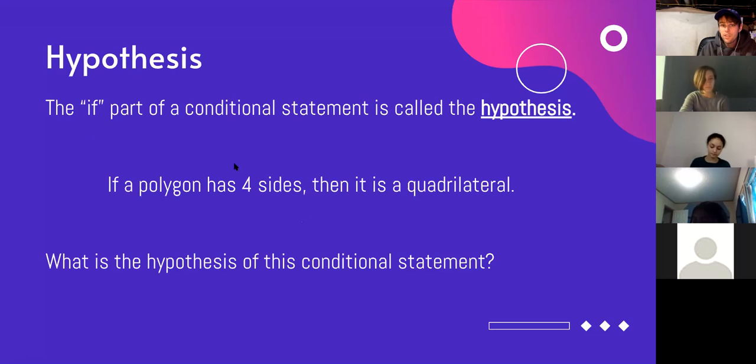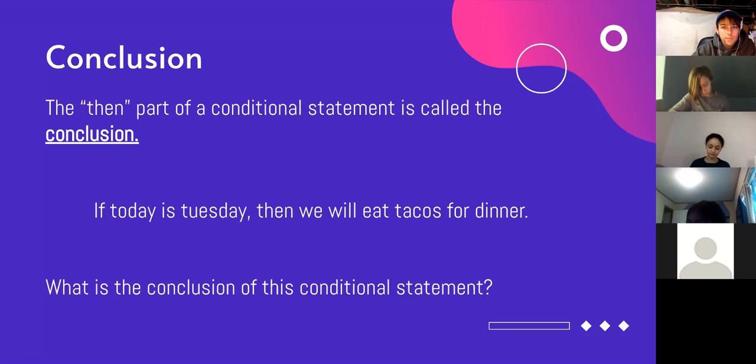All right, so we can break down each conditional statement into two parts. The first part is called the hypothesis. The if part of the conditional statement, it's called the hypothesis. So right here we have the if part. So if today is Tuesday, this is our hypothesis.